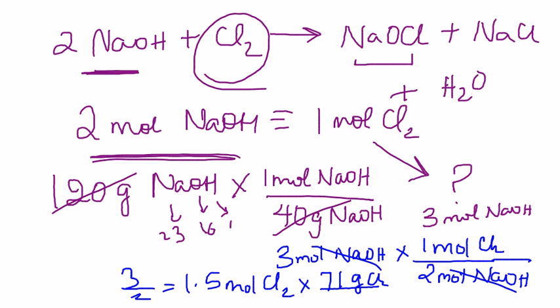71 grams of Cl2 corresponds to 1 mole of chlorine. So the mole and mole cancel off. 71 times 1.5 should give you the grams of Cl2 gas that will be required in this process. And that comes out to be 106.5 grams total. And that is the answer to this question.